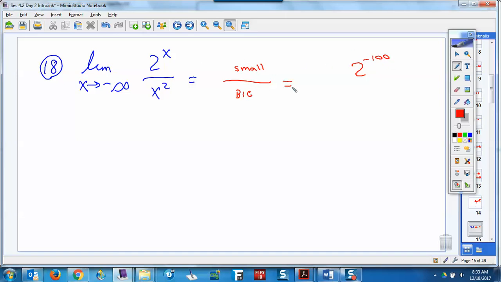Well, now, what's this going to do? That's 0. It's going to 0 in a hurry, because the bottom's getting really big, which makes a fraction go to 0, and the top's getting really small, which also makes a fraction go to 0. So the two together really will make this one go to 0 in a hurry.